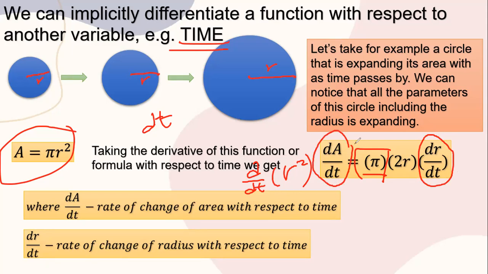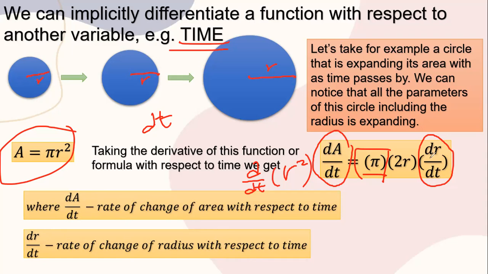Okay, so kung mapapansin natin, we have dA over dt and dr over dt. So, anong ibig sabihin nun? Okay, dA over dt is the rate of change of area with respect to time. Okay, kung gaano kabilis nagbabago yung area, kasabay ng time. So we have also the dr over dt, which is the rate of change of the radius with respect to time also.